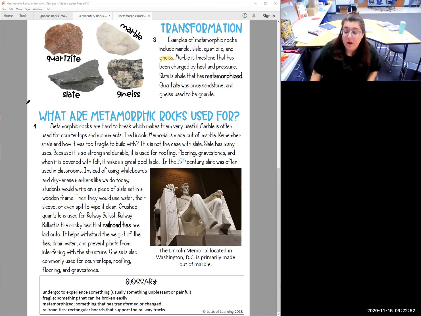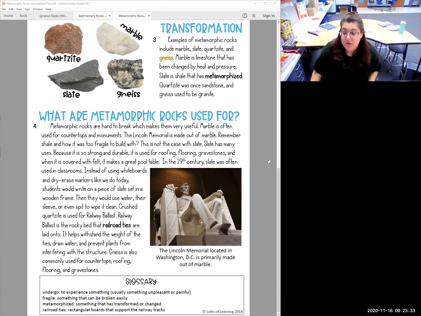Paragraph 4, what are metamorphic rocks used for? Metamorphic rocks are hard to break, which makes them very useful. Marble is often used for countertops and monuments. The Lincoln Memorial is made out of marble. Remember shale and how it was too fragile to build with? This is not the case with slate. Slate has many uses. Because it is so strong and durable, it is used for roofing, flooring, gravestones, and when it is covered with felt, it makes a great pool table.